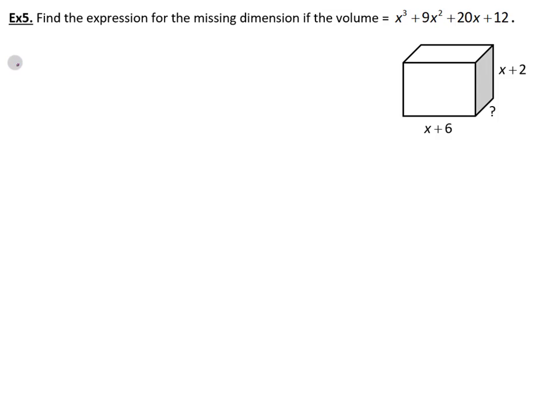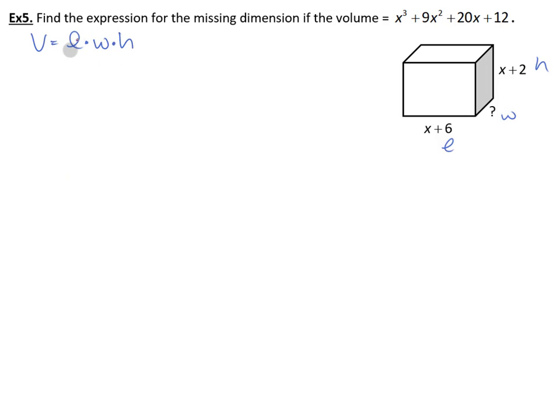Okay, our last one here is just kind of an application. Find the expression for the missing dimension if the volume of this figure is given by this polynomial. Well, to find the volume, if you remember from geometry, kind of do length times width times height. So volume is length times width times height. You multiply these 3 dimensions for rectangular prisms.